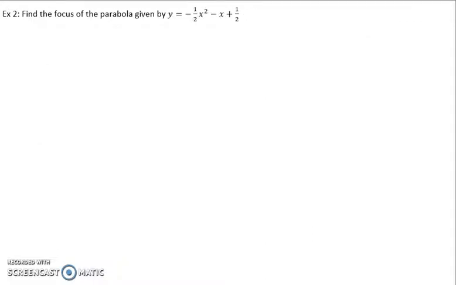Looking at the next example, find the locus of the focus of the parabola given by this equation here. So here's where we're going to take a trip down memory lane. To get the focus, we're really going to need to know what p is. And we're not going to be able to get p from this. We're going to have to put this into the standard form that we saw on the previous page. So what we're going to have to do is complete the square.